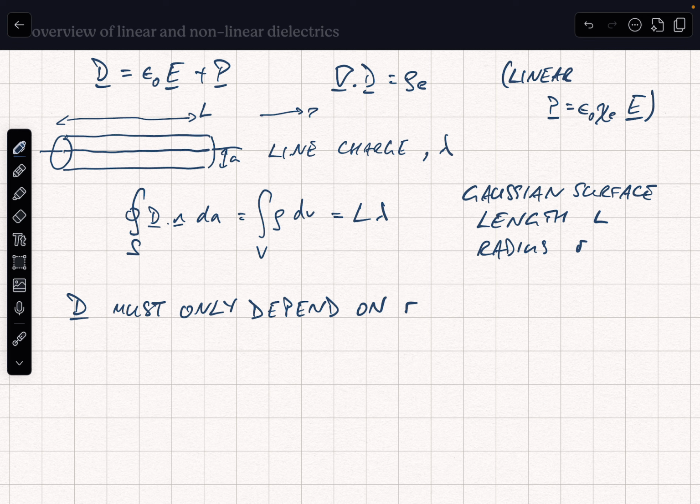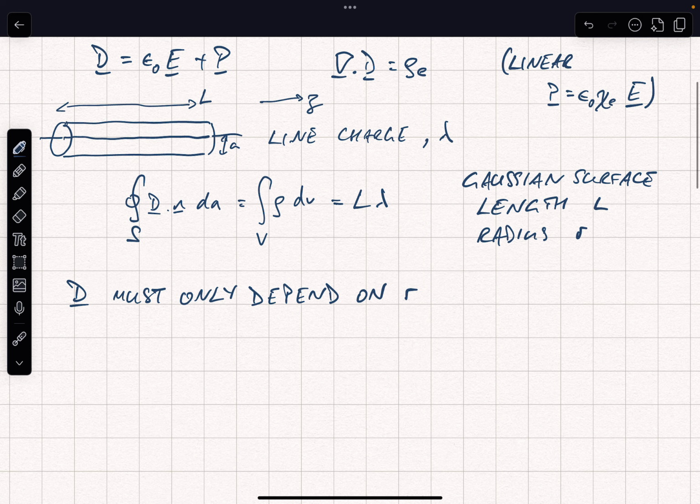If it depended on z, then by shifting up and down the cylinder, we could change the value, and that wouldn't fit with the symmetry. If it depended on phi, then again, just by rotating, we could change the value, and that wouldn't fit with the symmetry. So D can only depend on r, and for an infinite system, D must lie along the r direction, r hat.